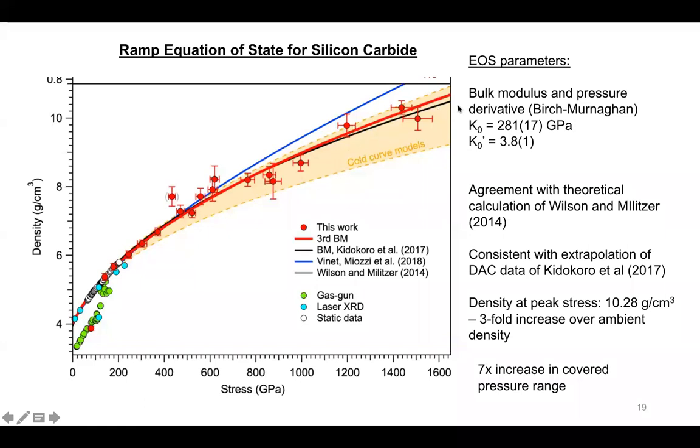And just to mention that, at the peak stress, we're over 10 grams per cubic centimeter. So that's more than threefold compression relative to ambient conditions. And the earlier static diamond cell data is shown down here. We've increased the covered pressure range by a factor of 7. So those are the nice features of this technique. You can cover a wide range of compression and pressure.